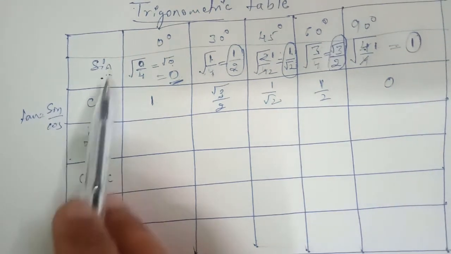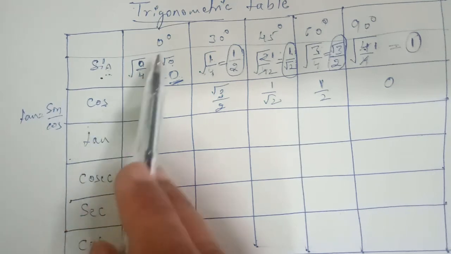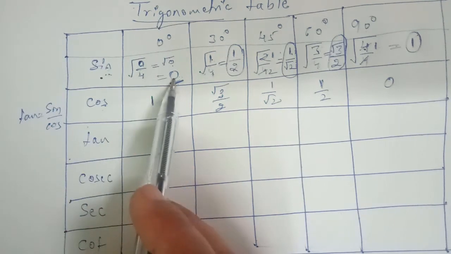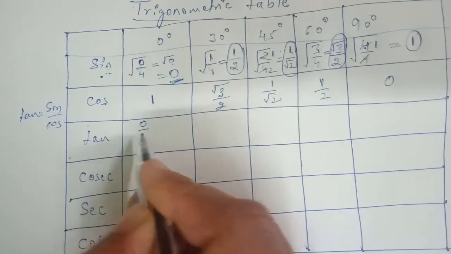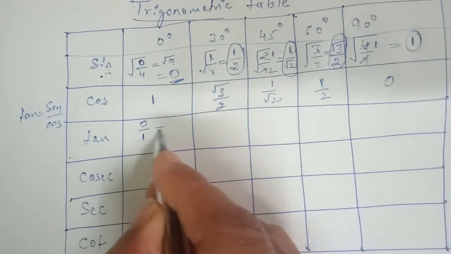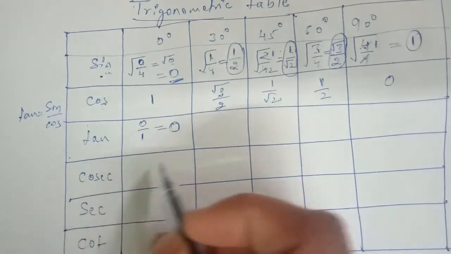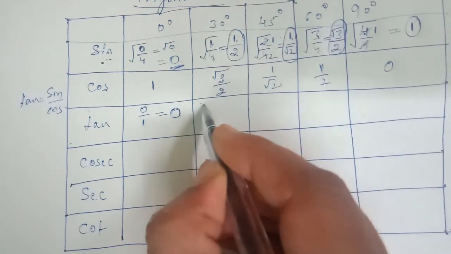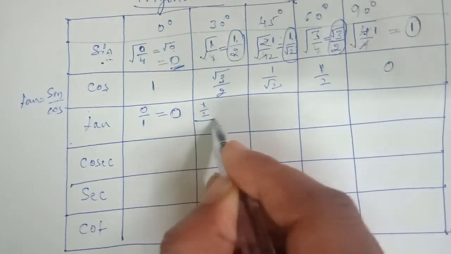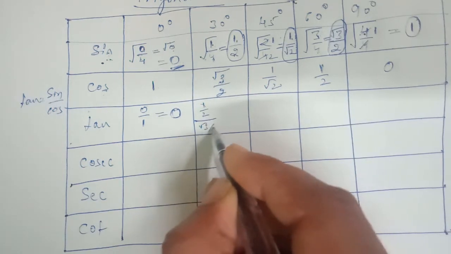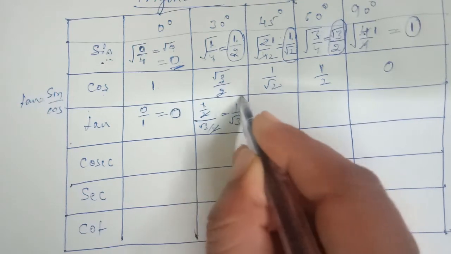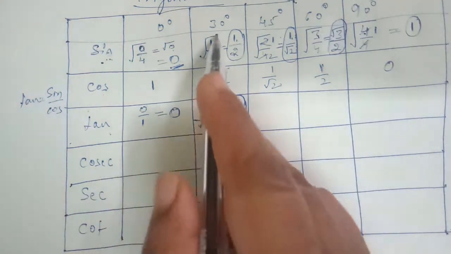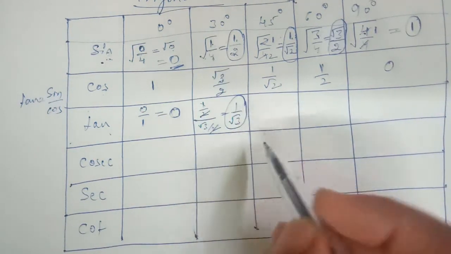So sine is at the numerator, cos is at the denominator. For finding the value of tan 0, we have 0 upon 1. It means this will give the value 0. Here 1 upon 2 divided by root 3 upon 2. 2 and 2 will be cancelled. We will get 1 upon root 3. The value of tan 30 degree will be 1 upon root 3.